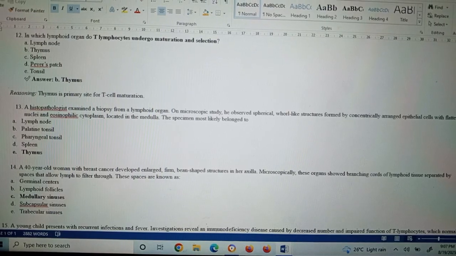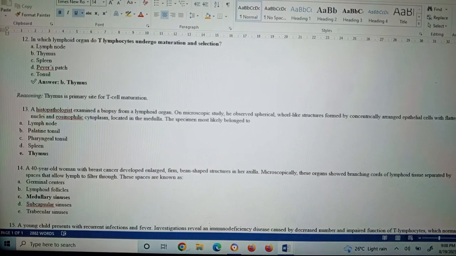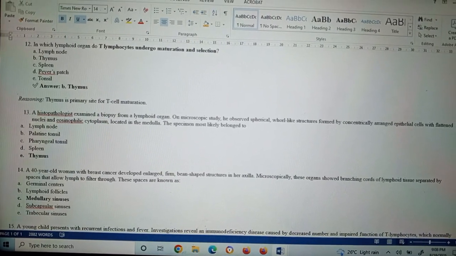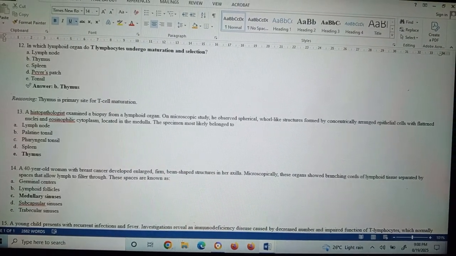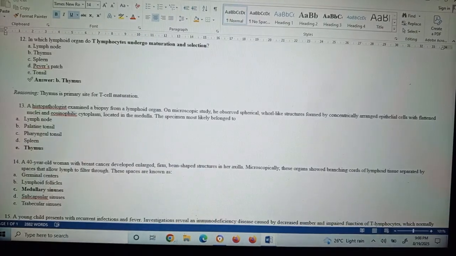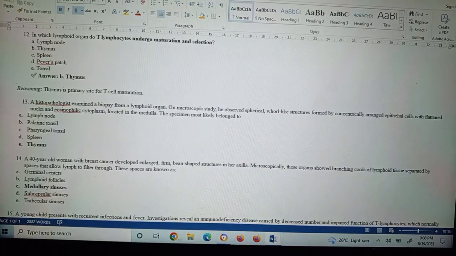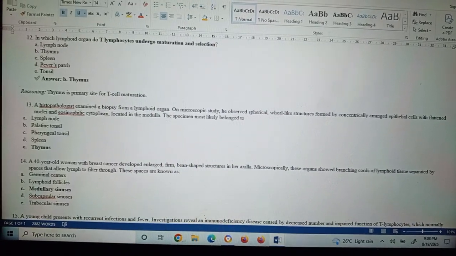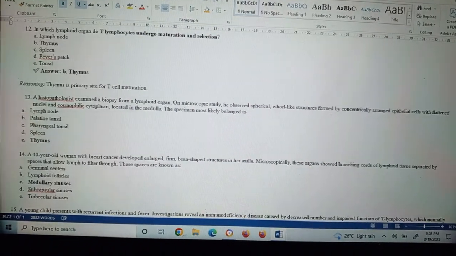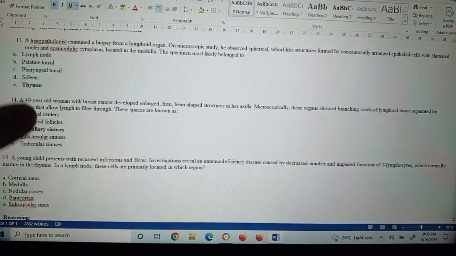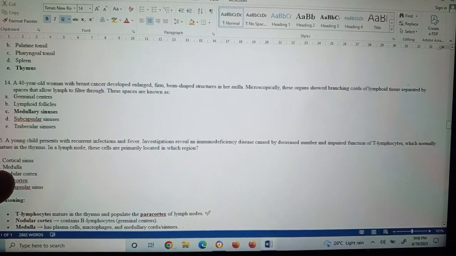Question number 3: A histopathologist examined a biopsy from a lymphoid organ. On microscopic study, he observed spherical whorl-like structures formed by concentrically arranged epithelial cells with flattened nuclei and eosinophilic cytoplasm located in the medulla. The specimen most likely belonged to a lymph node, palatine tonsil, pharyngeal tonsil, spleen, or thymus. The answer is thymus.